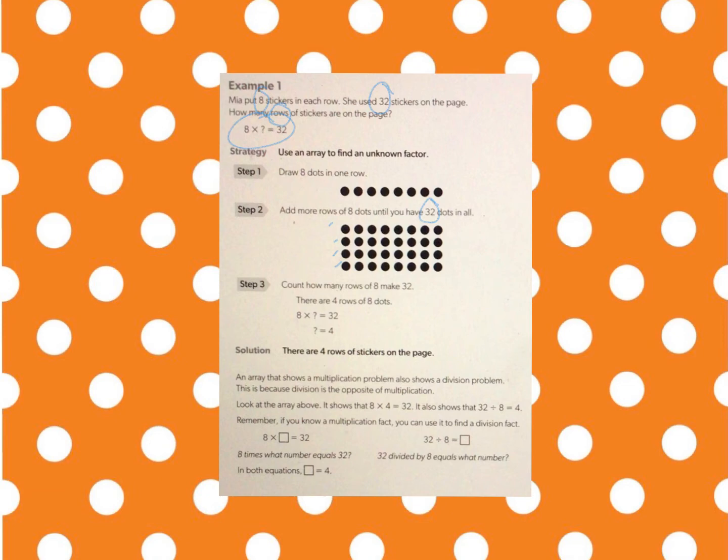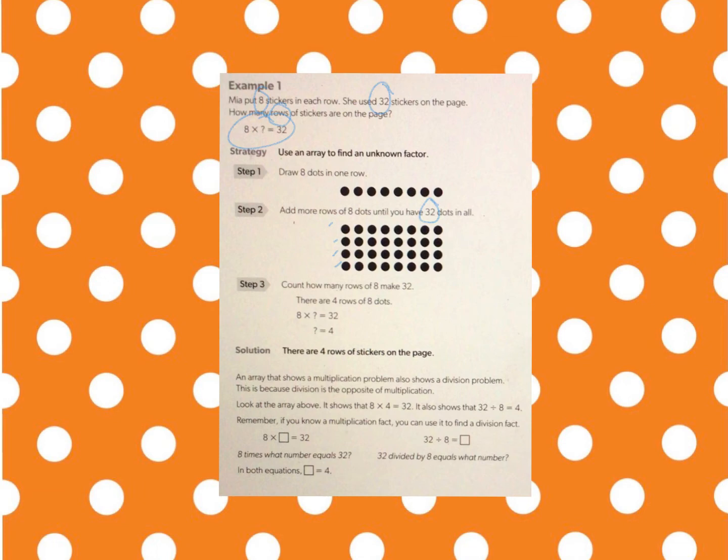So an array that shows a multiplication problem also shows a division problem. This is because division is the opposite of multiplication. So look at this array right here. It shows that 8 times 4 equals 32. It also shows that 32 divided by 8 equals 4. So 8 times something equals 32, or 32 divided by 8 equals something. And in both equations, that something is 4.